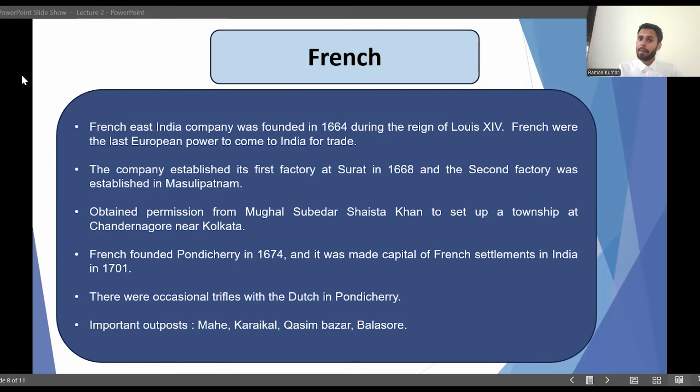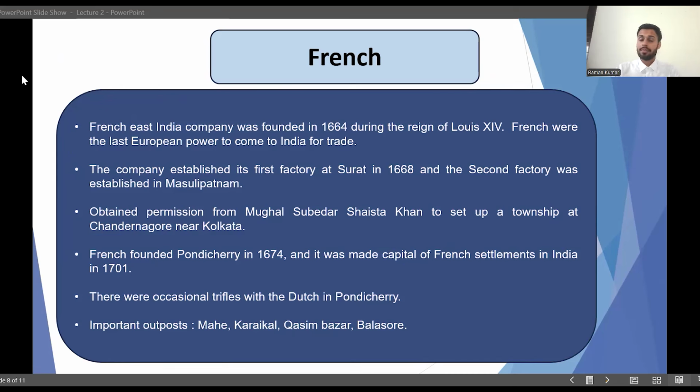Then they obtained permission from the Mughal Subedar Shaista Khan and set up a township at Chandarnagar near Calcutta. Chandarnagar became a very important base for the French in India, and it remained their important base till very late. Then they founded Pondicherry in 1674, and in 1701 it was made their capital. And as you may be aware, they held on to Pondicherry till 1954. It was only in 1954 that Pondicherry was annexed by India and the French settlement was removed from there.